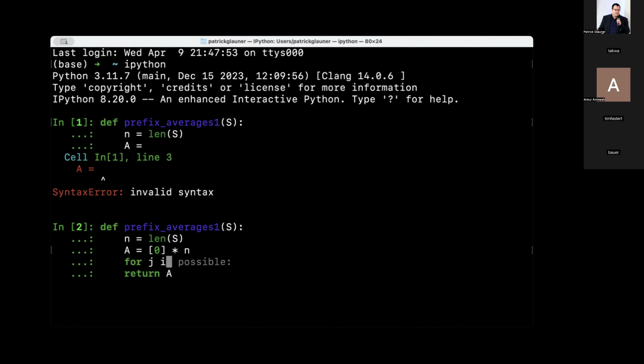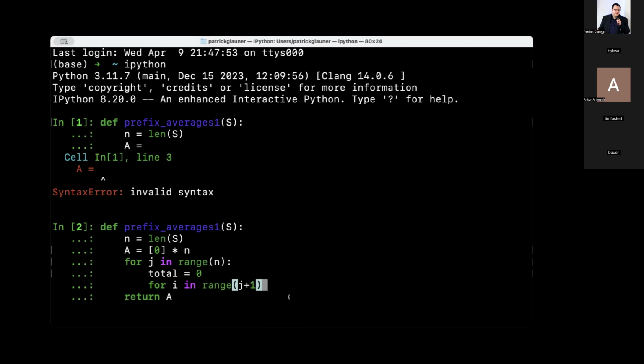Now I can say I go through all the j's in the range of n. So j starts from 0, 1, 2, 3, up to and including n minus 1. I can say this is my total. And now I'm trying to build that sum we've just defined before. I can say I go through my i, which goes from 0 up to j.